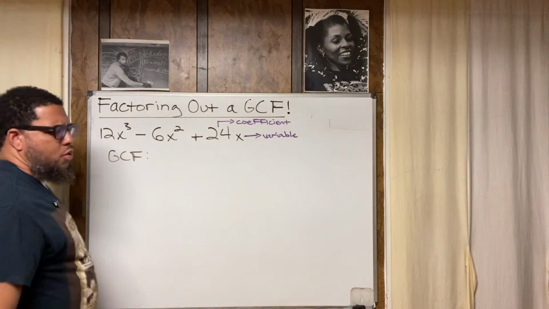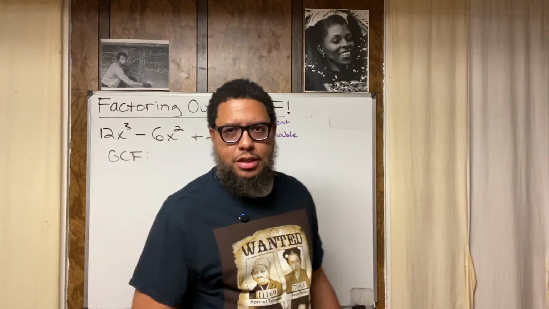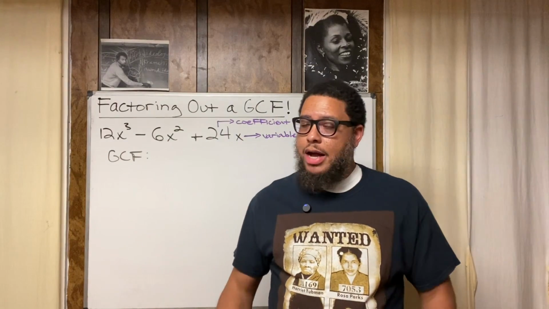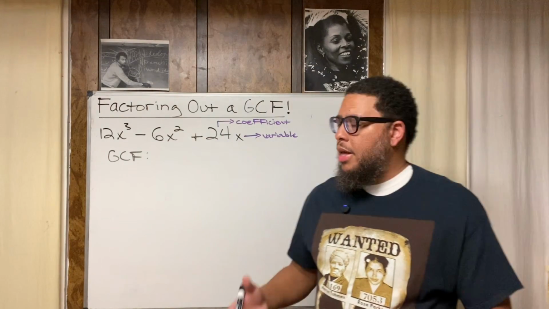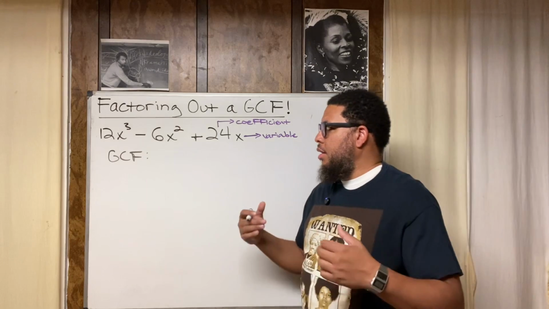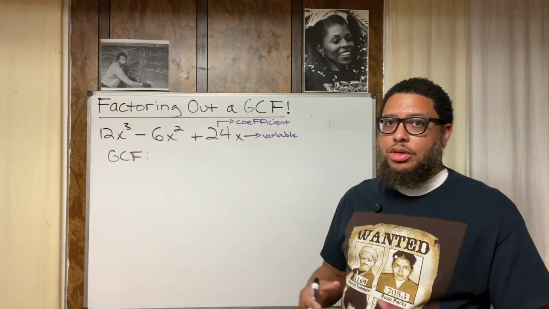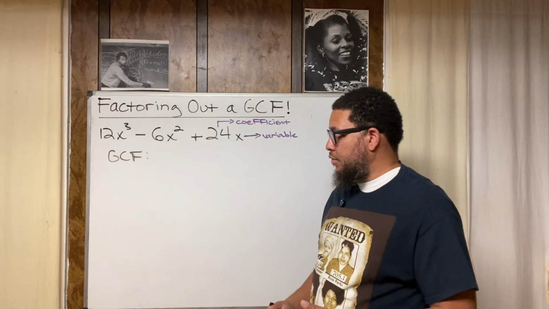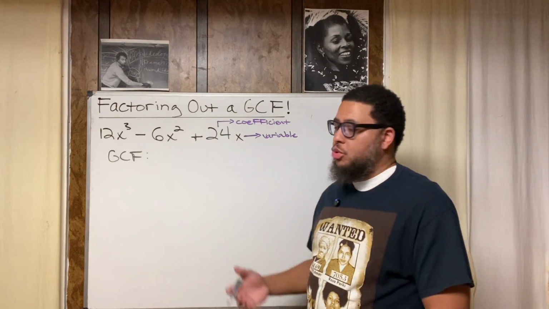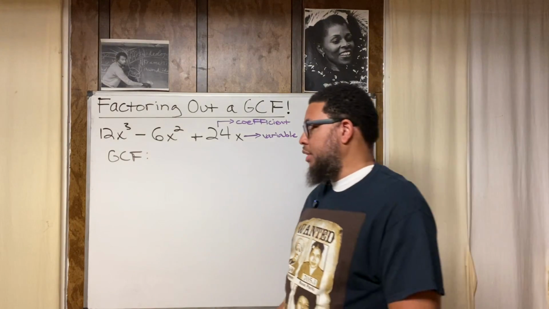Now you might be wondering, why it's not -6? Because -6 is a negative number, right? How come it's not a -6 for the GCF? It doesn't really matter whether your GCF is positive or negative, right? So in this case, we can use 6 as our greatest common factor.